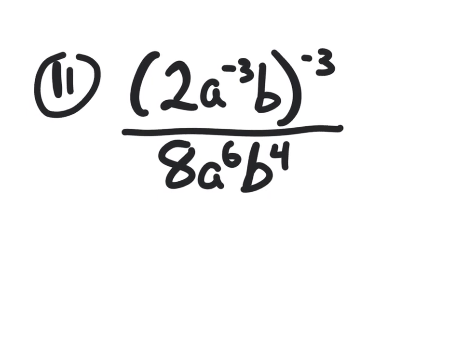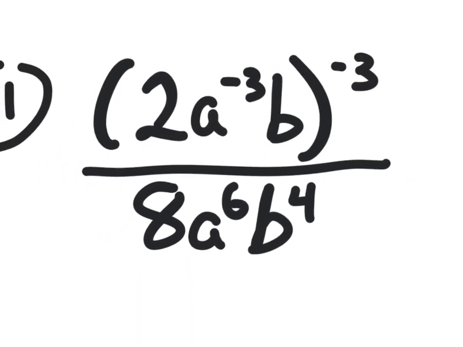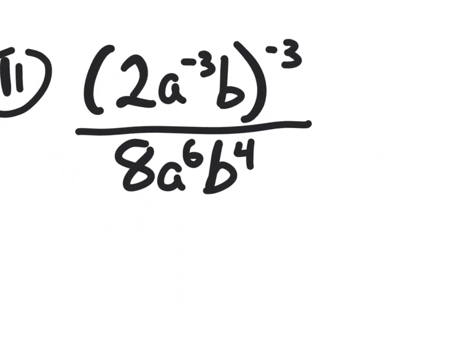Let me ask you this. Could I cancel this B up here with this B to the 4th right now? No. Now let me tell you why. It's inside parentheses, right? And you're supposed to do something first before canceling. So let's take a look at the parentheses. There's nothing to do inside the parentheses. On the outside of the parentheses, you really do have a negative exponent.